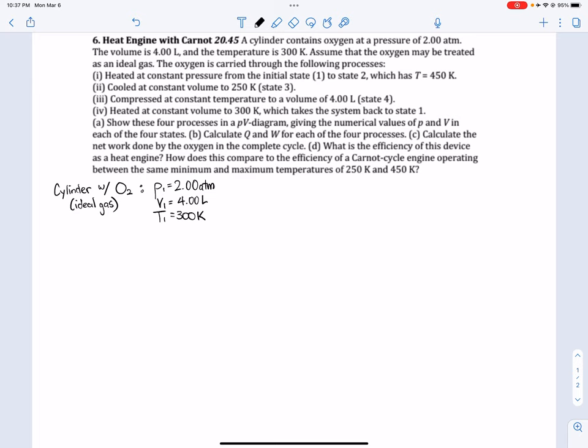Okay, so let's write down the 4 processes that we have. So in part 1, which is from state 1 to 2, we have constant pressure, so it's isobaric, right? That just means constant pressure. And it tells us that T2 is equal to 450 Kelvin. And the second process that takes us from state 2 to state 3 tells us that it's cooled at constant volume, so it's isochoric, or constant volume process. And it says that the temperature at state 3 is equal to 250 Kelvin.